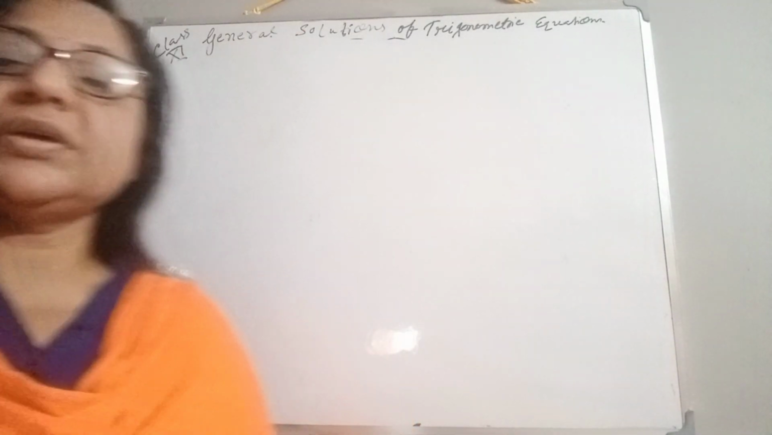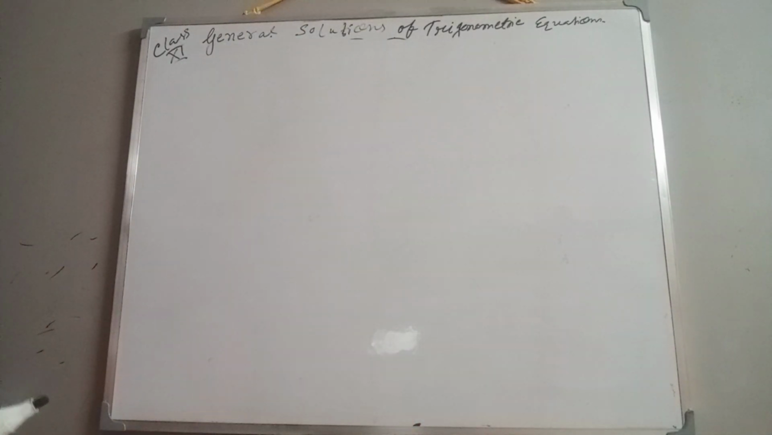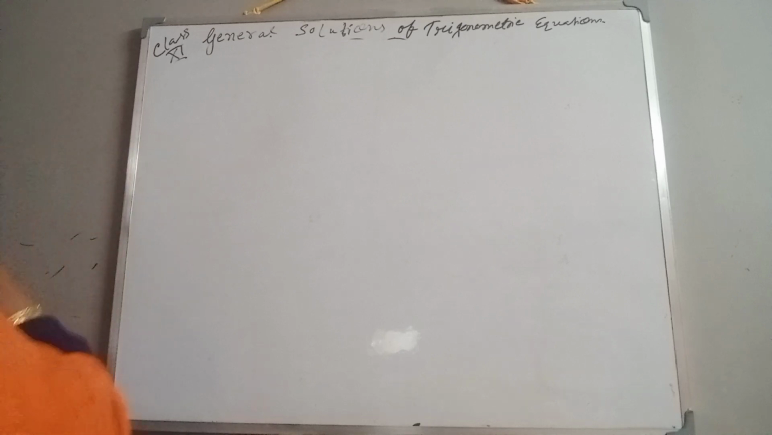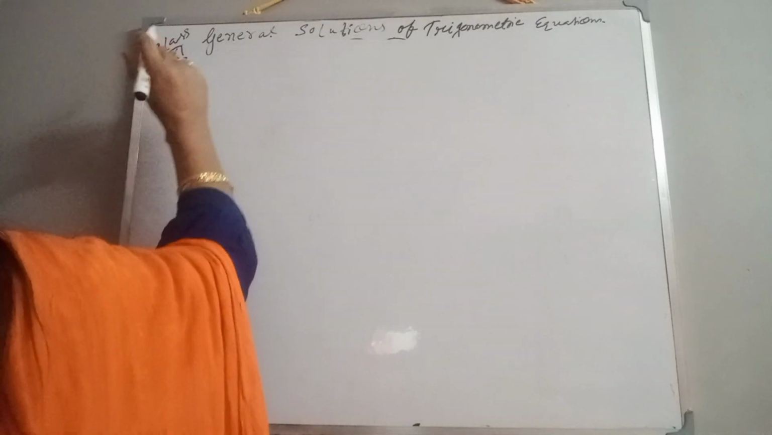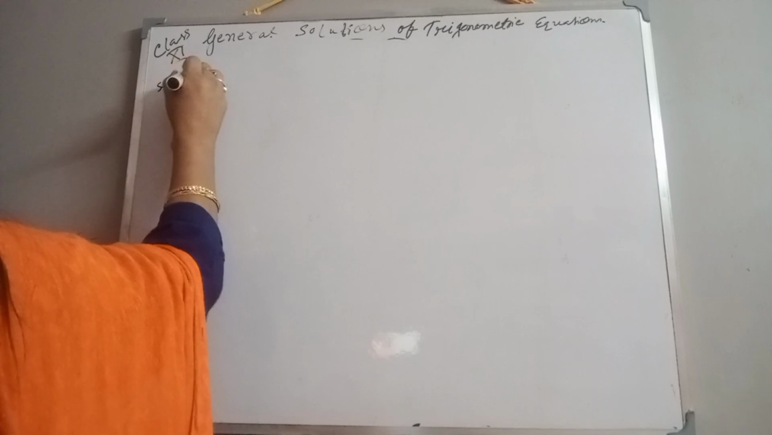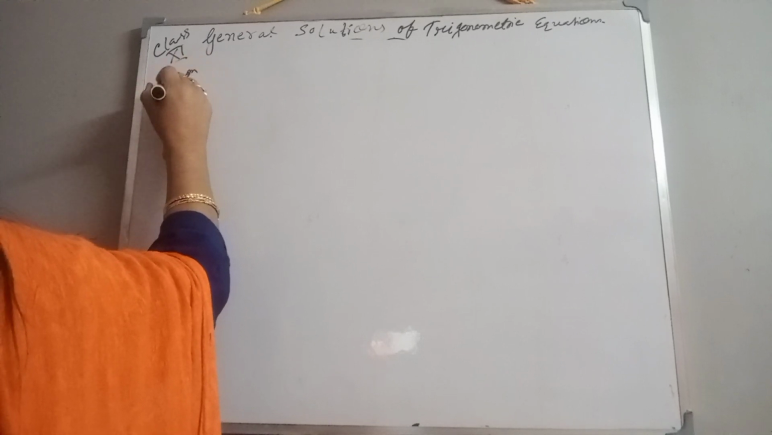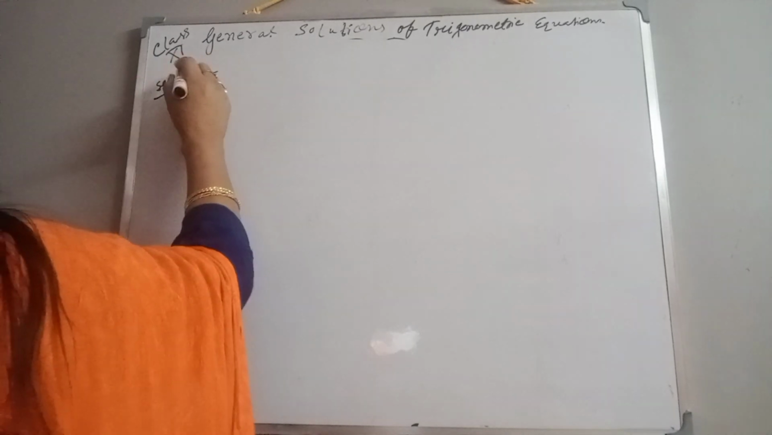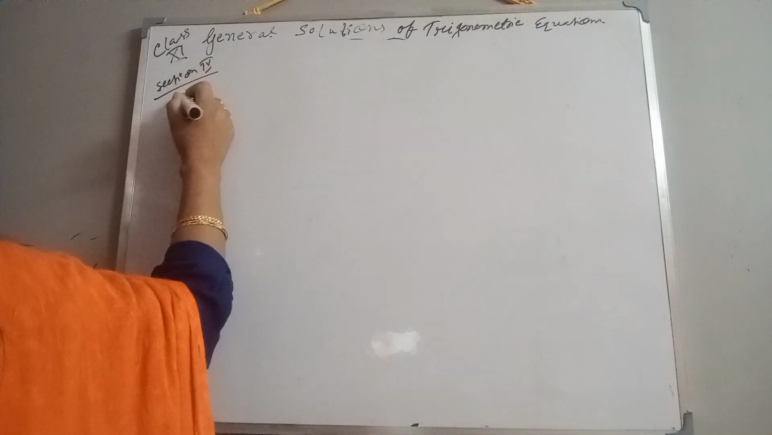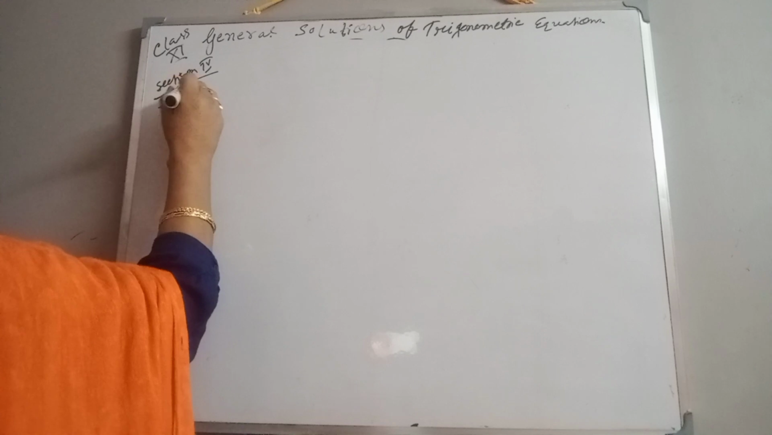Class 11, let us continue the chapter. Already we have started general solutions of trigonometric equations. Now section 4, already I have said in the last video, we will do now 5 marks questions. Section 4 as 2 marks, 4 marks and 1 marks were already discussed in the last online class. Now section 4, these are the 5 marks questions only remaining.